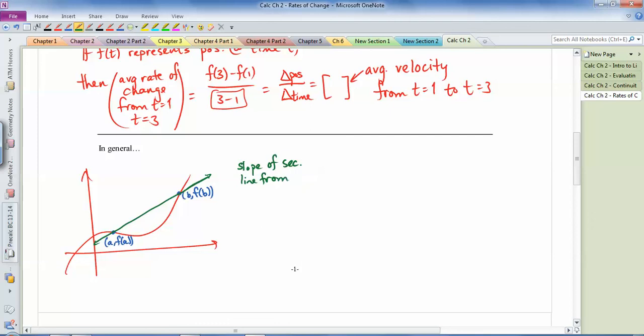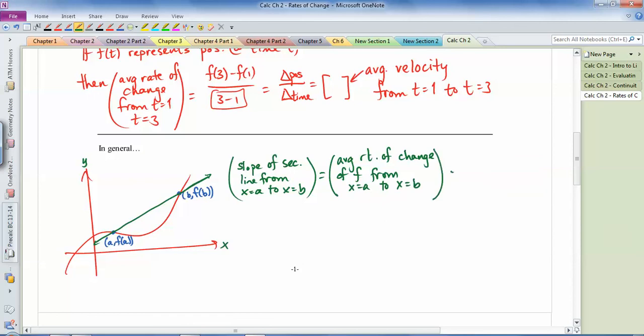So the slope of the secant from, like, if we call this x and y, from x equals a to x equals b, that is considered the same thing as the average rate of change of the function from x equals a to x equals b, or on that interval, you can say. And that all equals f of b minus f of a all over b minus a.